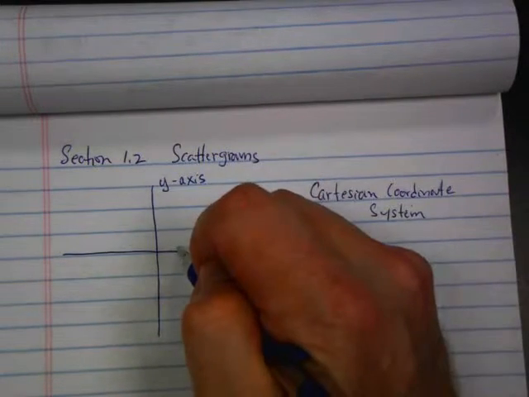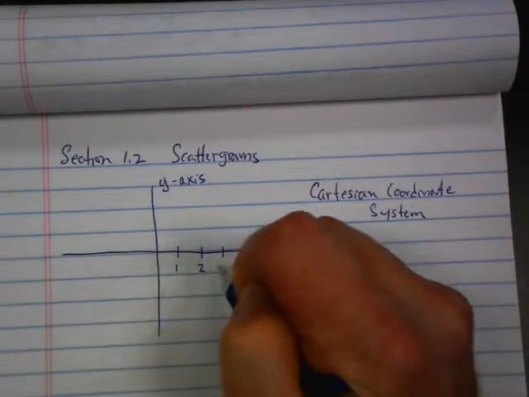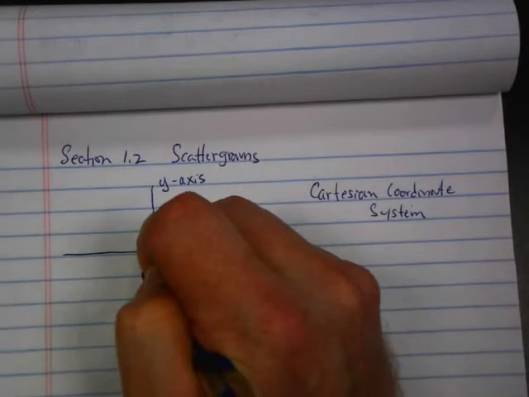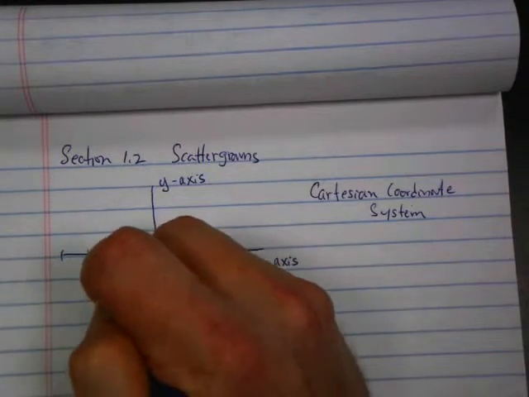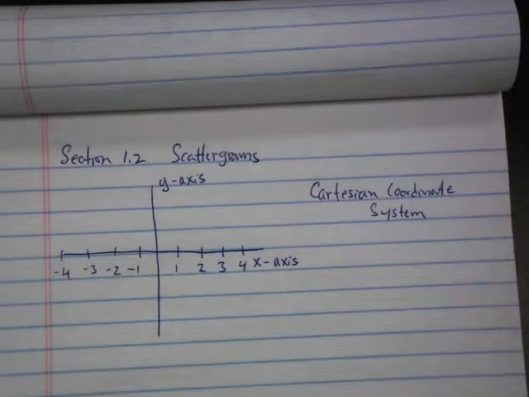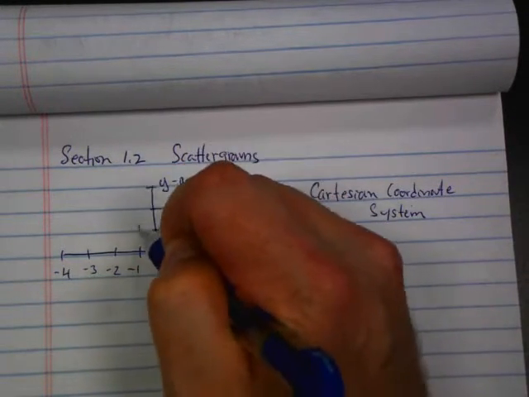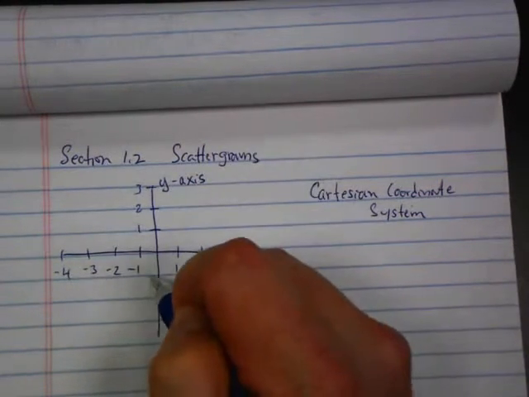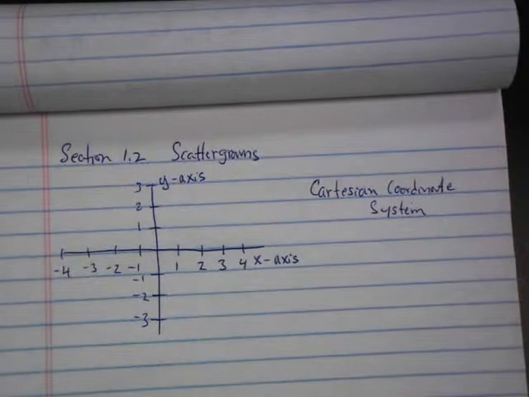So typically we put little tick marks on our graph here, and we might call this 1, 2, 3, 4. And then when we go to the left, we get negatives: negative 1, negative 2, negative 3, negative 4. How about the y-axis? Positive is up: 1, 2, 3. And negative is down: negative 1, negative 2, negative 3. Okay. What else do you know about it?